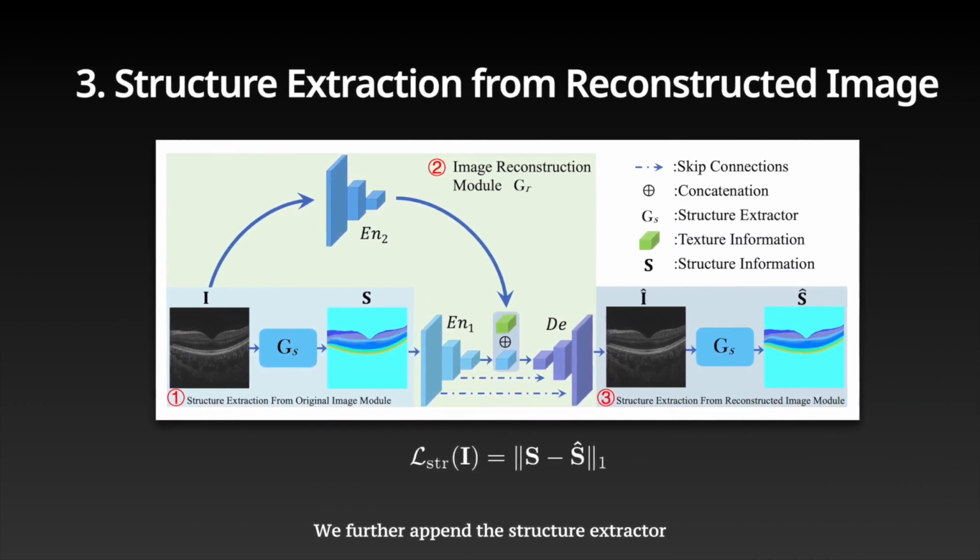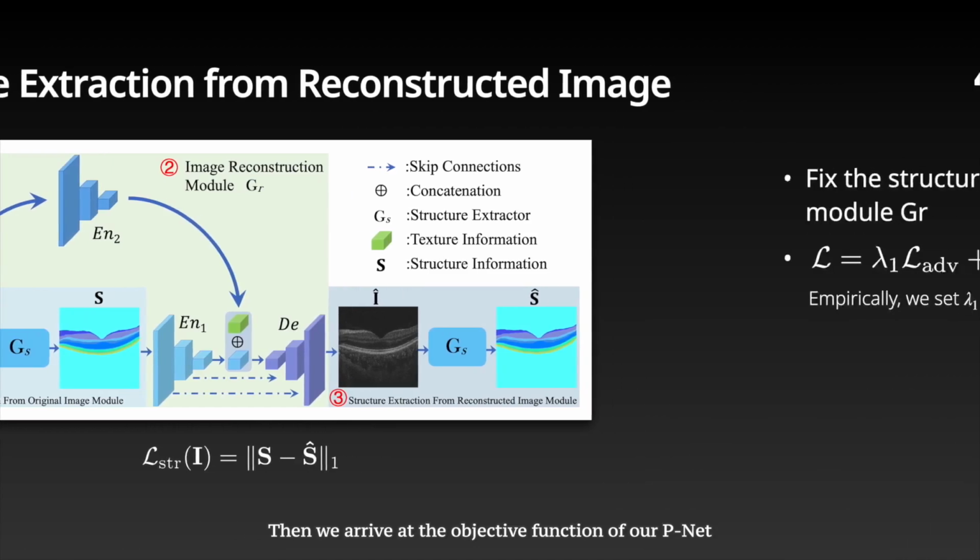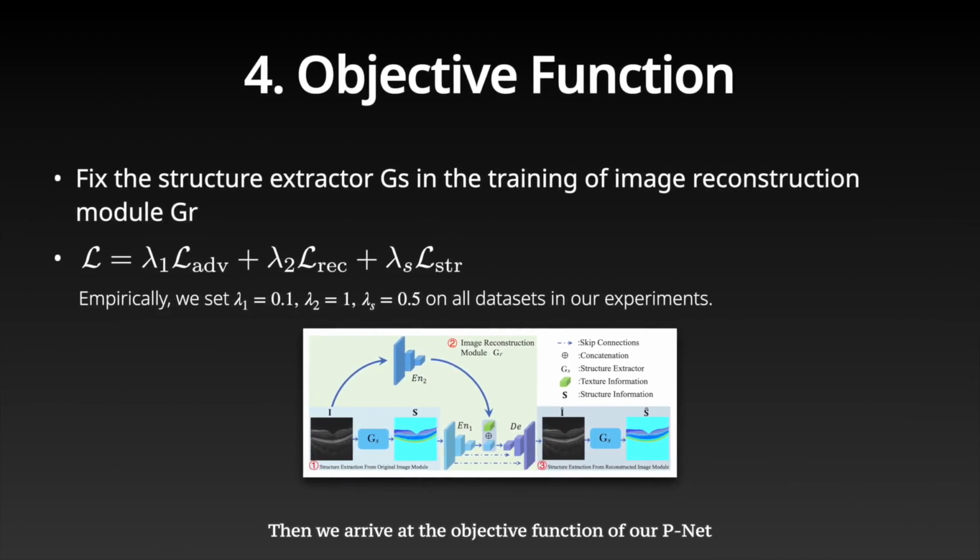We further append the structure extractor GS to the reconstructed image to enforce the structure extracted from the original image and that from the reconstructed image to be the same. Also, as some lesions are more discriminative in structure, there is a significant difference between the extracted structures from the original image and the reconstructed image, which can be used for normality measurement. The loss function in this module is simple. Then, we arrive at the objective function of our PNet, where lambda1, lambda2, and lambda-s are the hyperparameters.